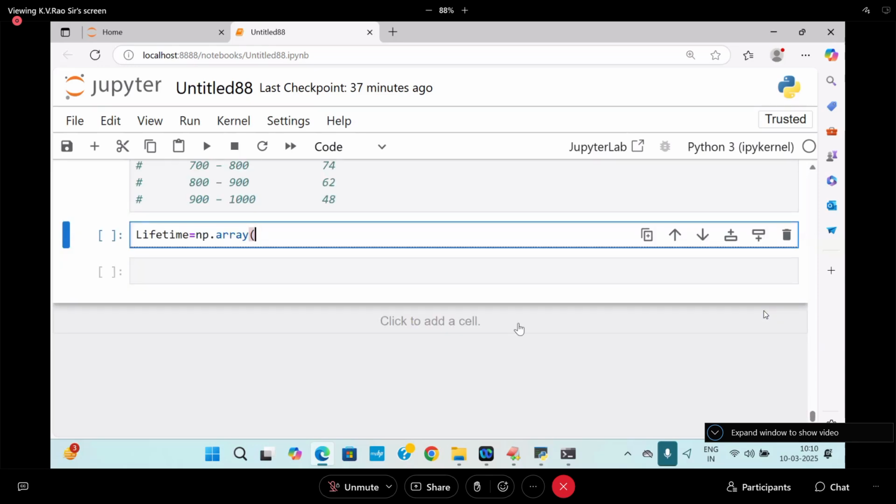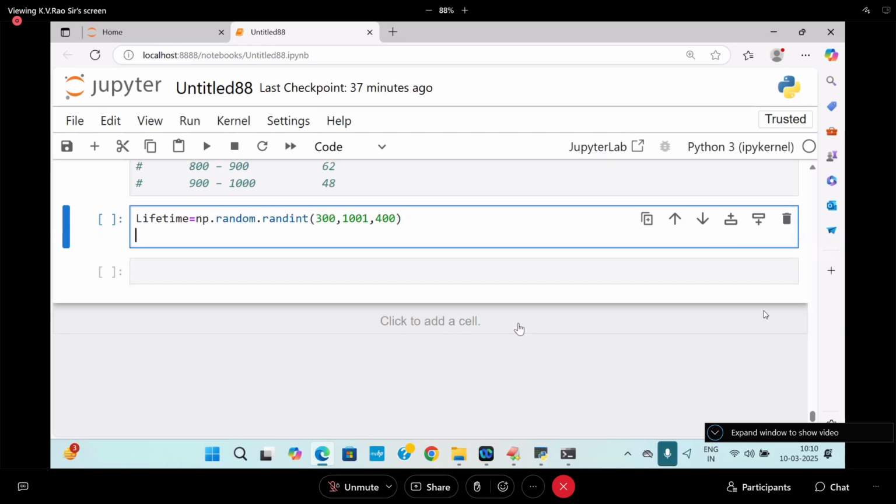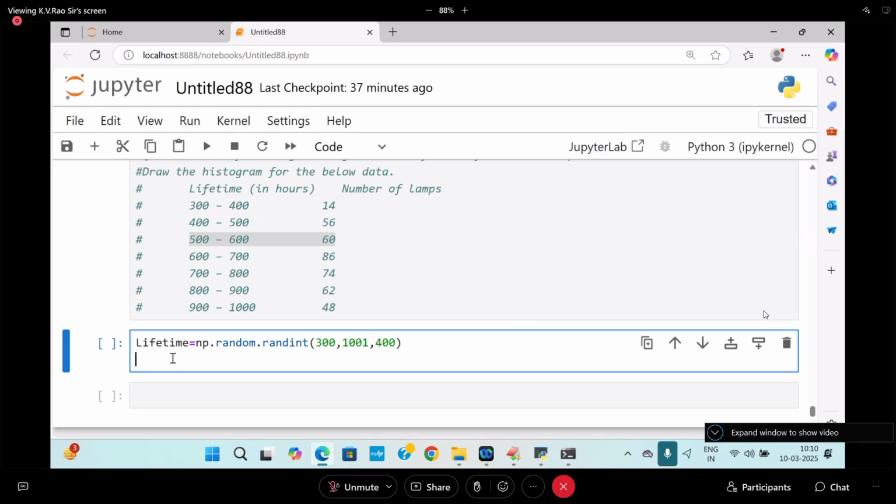I'll simply say np.random.randint of 300 comma 1001 comma 400. I will take 400. So directly, no need to write this array and all those things. Directly I will write it. Okay, got it. Next, you want to print that once. Lifetime. Try to do that separately after going home, students.